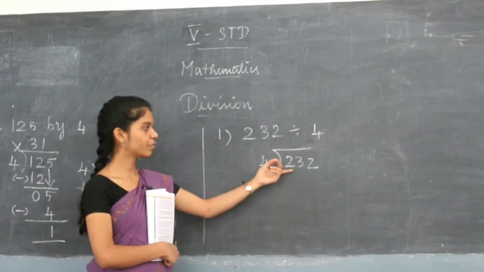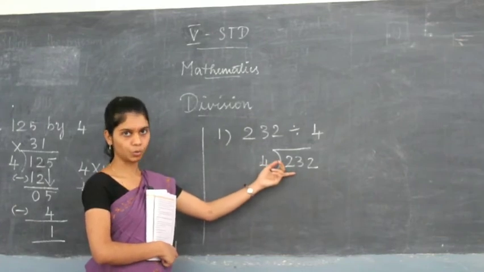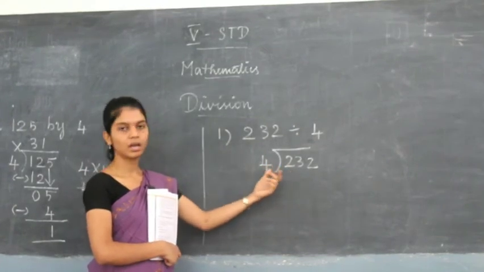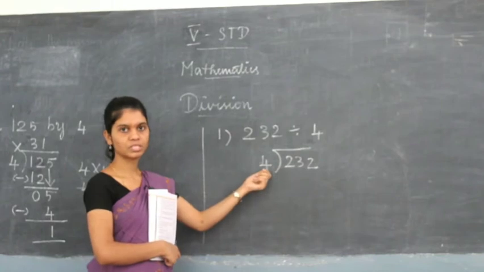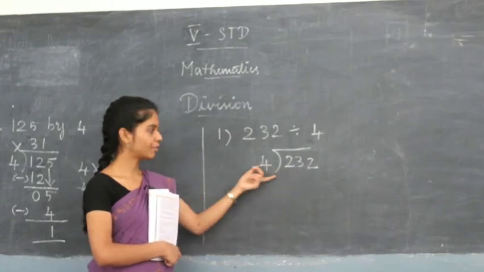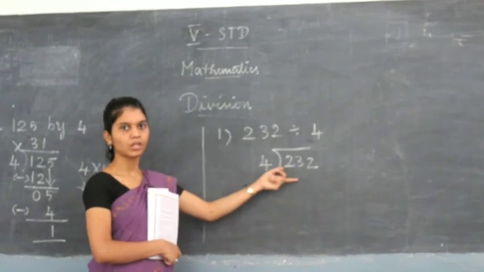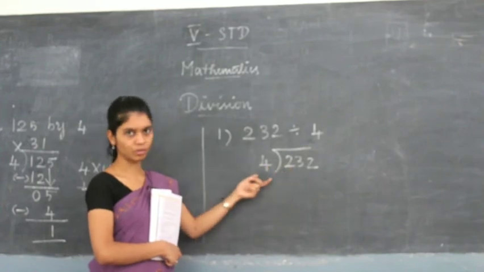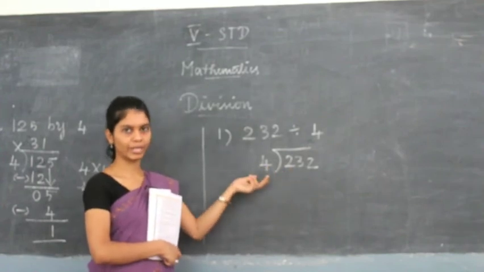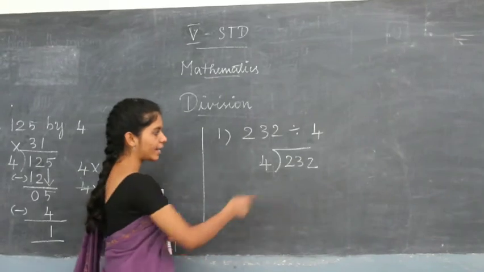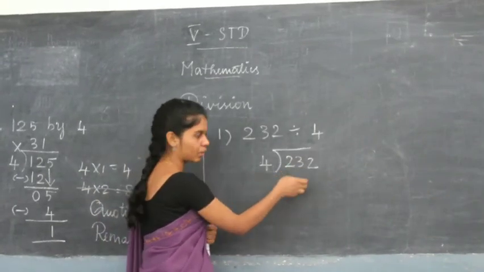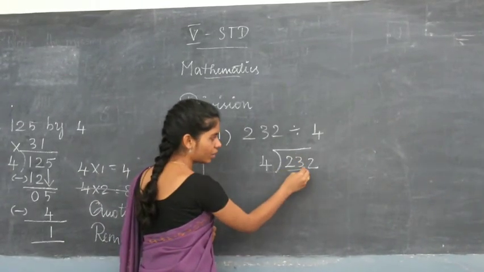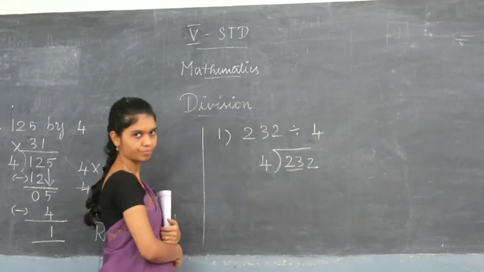Now what you should do? You should look at the first number, which is 2, and compare it with the number on the outside, which is the divisor. So 2 and 4, you just compare. 2 is smaller than 4, so you cannot use the 4 table. So what you will do? You will take one more digit from the second number. So if you take it from 3, then you will get 23.